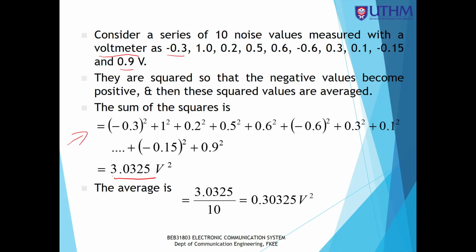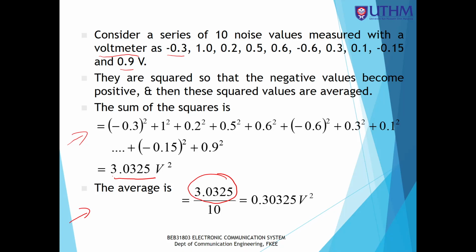And then the average. Okay, the second step is to find the average. How much is the average of quadratic summation? So the average is the total summation of quadratic values divided by the total number of measurements. So here we have 10.